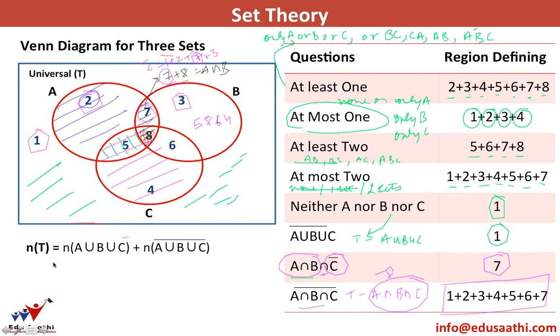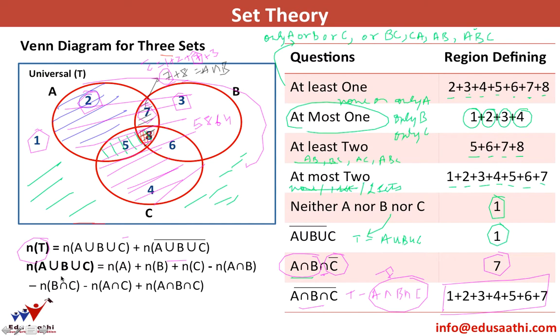Let's look at some of the formulas. Again here, n of T, the universe, is given as n of A union B union C, which means all the elements in these 3 circles plus its complement, which will take care of this outer region. So we get the universe. Now this is a very important formula which you need to remember.